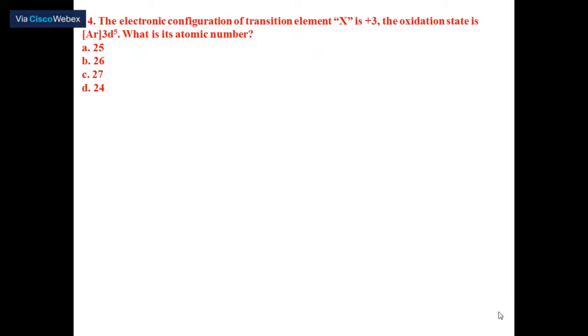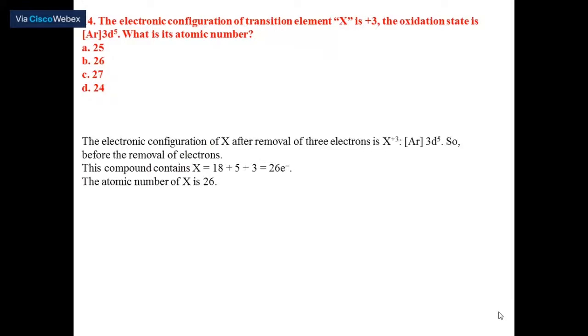Electronic configuration of transition element X in the +3 oxidation state is Ar 3d5. What is the atomic number? Argon is there, 3d5 is there, and the oxidation state of that metal is +3. So before the removal of electrons, it is 18 plus 5 plus 3, that is 26 electrons. Atomic number of X is 26.